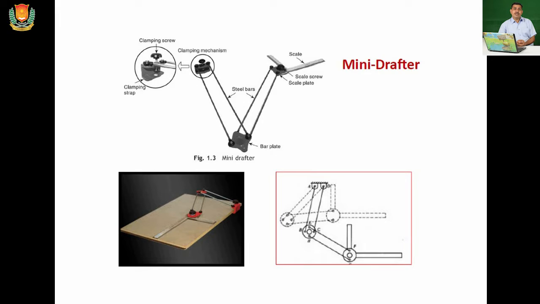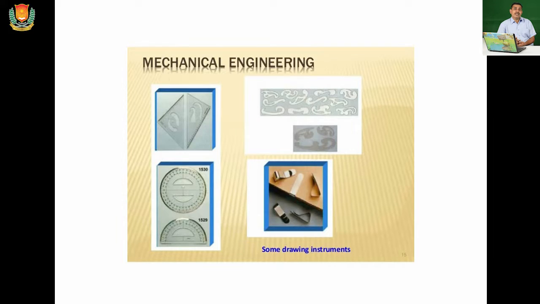Another instrument is the mini drafter. The mini drafter is also used to draw parallel and perpendicular lines, but it is more accurate than the T-square. It is used to draw any inclined line at any angle up to 360 degrees. So the mini drafter is more accurate than the T-square, because the T-square is generally used to draw parallel and perpendicular lines, but the mini drafter can draw inclined lines also.